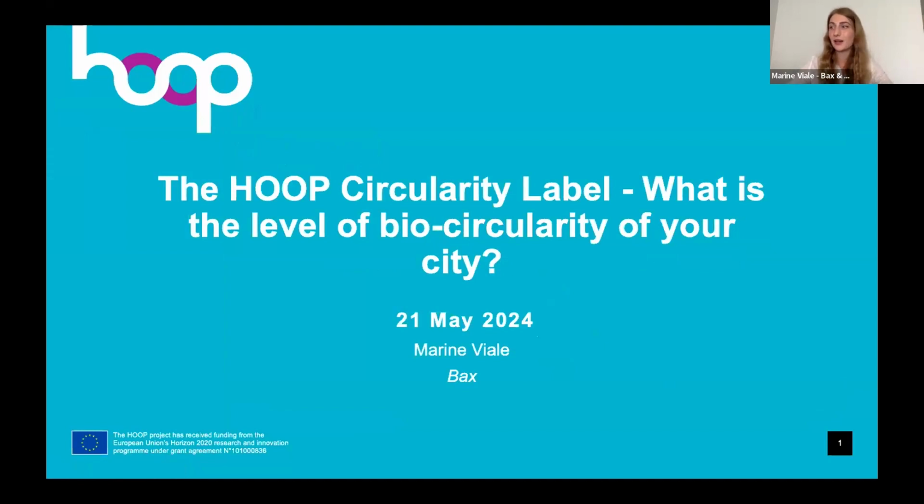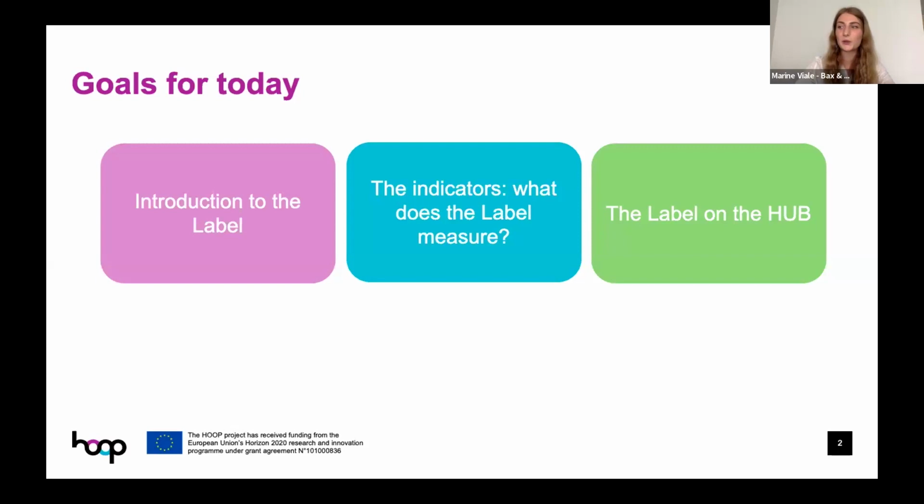I'm Marine Viale, and I'm an innovation consultant at Bax, and we're a partner in the HOOP project. So today I'll be talking about the HOOP circularity label developed within HOOP, which is a tool, an instrument to understand the performance of a city or region when it comes to the implementation of biocircularity measures. So today I'll introduce you to this HOOP service and explain the process for applying to the label and obtaining specific recommendations on how to improve the biocircularity level of a territory.